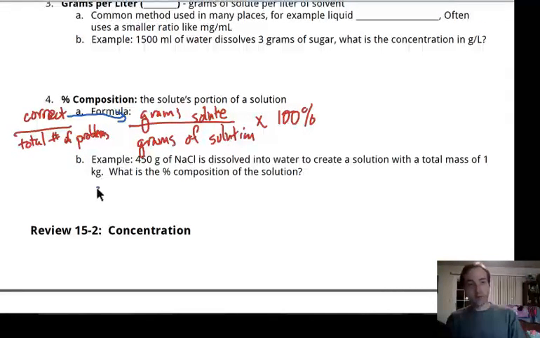Okay, so let's do an example here. We've got 450 grams of sodium chloride dissolved in water to create a solution with a total mass of 1 kilogram. Good stuff. This is going to be our solute. We're going to plug it in on top. But notice we've got a problem again. They gave us the total mass in kilograms, but we need it in grams.